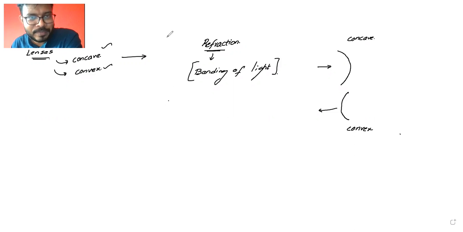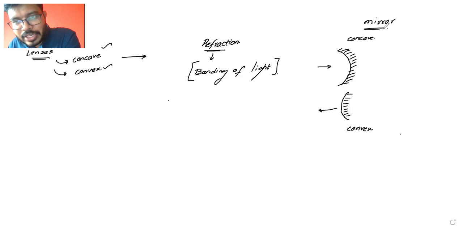First, we'll see the structure. In this concave, as I said, this is your mirror. One side is your reflecting surface, and the other side is your coated area. Same thing for your convex also. One side is your reflecting surface and the other side is your coated surface. These are your mirrors, convex as well as concave.